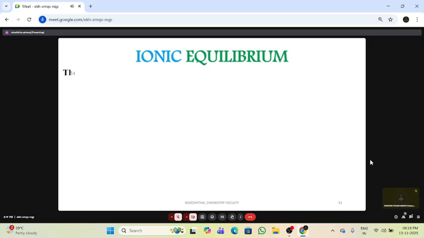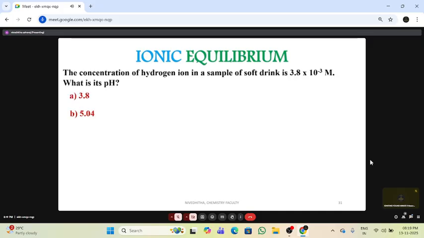Yes. Here's the question. The concentration of hydrogen ion in a sample of soft drink is 3.8 × 10^-3 molarity. And what is its pH? So the question is very direct. They've given you the hydrogen ion concentration itself and they're asking us to calculate its pH.